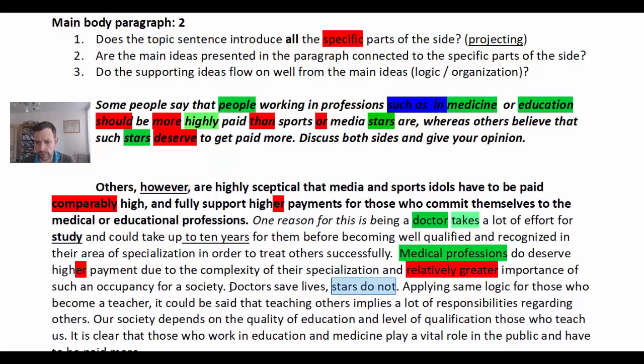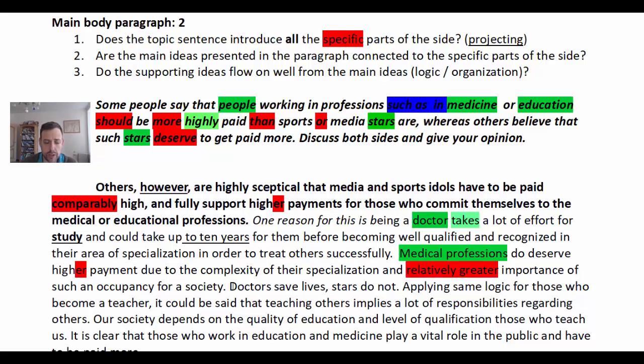Stars do not. So not the best sentence because it's a little short. I'm going to leave it as a short sentence because it's a long paragraph already. But I think this point here is okay. There are reasons there, but it's not pushed until the end, connected to the specific question, which is about getting more. You do more, therefore you get more. You study more, therefore you get more. You bring more to society, therefore you get more money. Okay. So it doesn't take much, just that relatively greater importance.